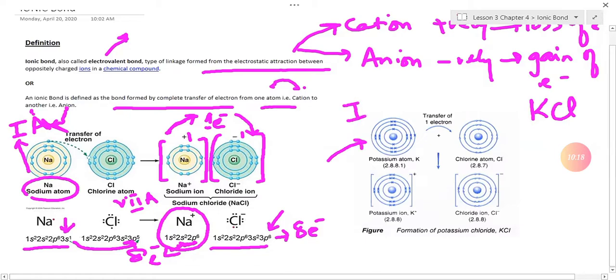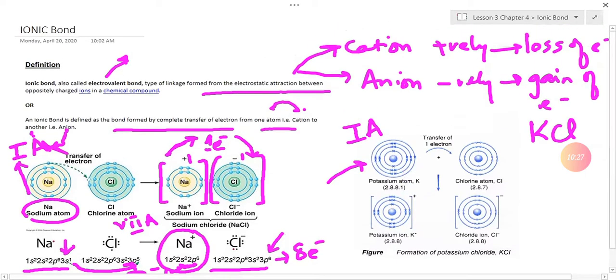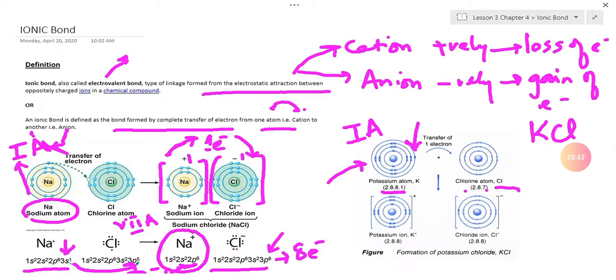Another example, see potassium, it also belongs to 1A, and when it belongs to 1A, it has one electron in the last shell. So this one electron in the last shell, you can see here, will be transferred to chlorine when they form an ionic compound. So potassium will lose the last electron, and see chlorine, it has 7 electrons in the last shell, and it will gain 1 electron more to complete its octet, and potassium will lose 1 electron to complete its octet.